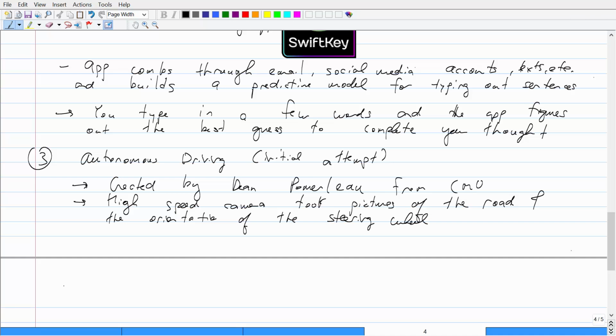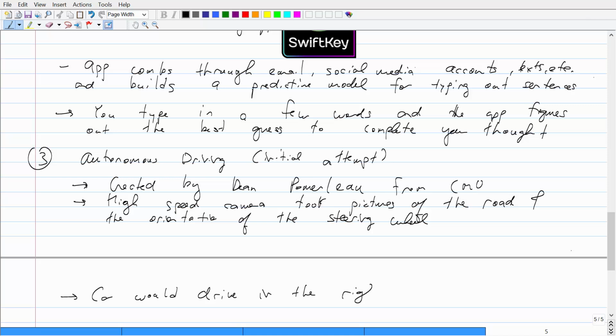Okay, and then basically what you do is the car would drive in the right direction based on the road picture.